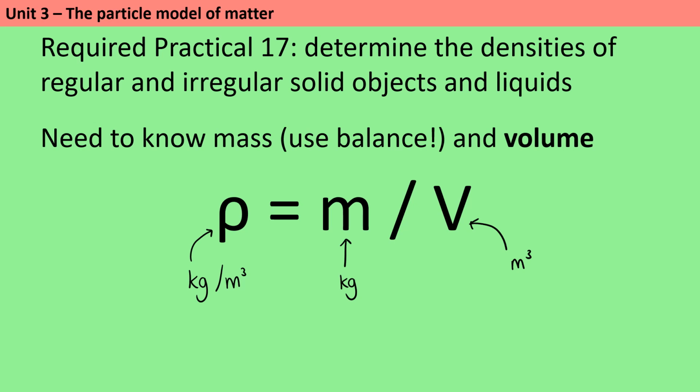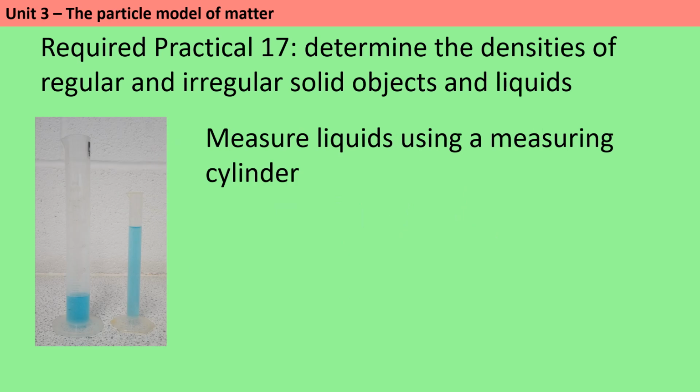Now, the required practical for density requires you to determine the density of regular and irregular solid objects and also liquids. But for all three of them, you're going to need to measure the mass, which you would obviously do using a balance, and then also measure the volume. And this is where it's different when we look at the liquids and the regular and irregular solids. So for liquids, it's quite straightforward.